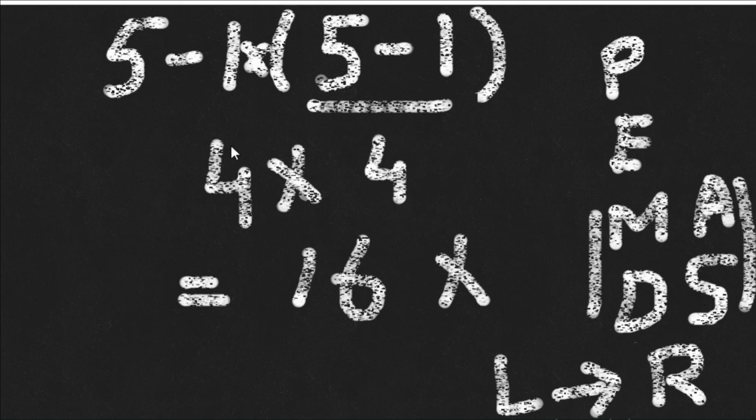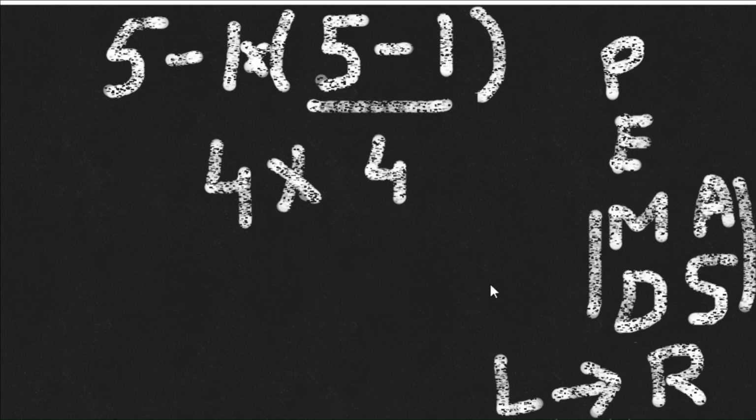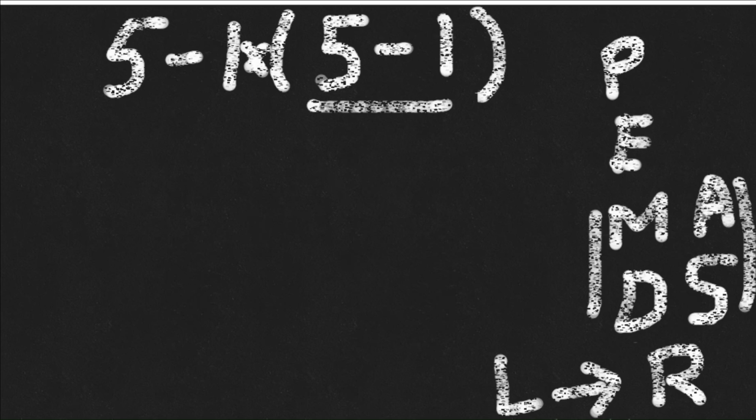So, according to PEMDAS, first we have to do this parentheses, then this multiplication, and finally this subtraction. If we do this subtraction before this multiplication, or this parentheses, it is wrong. So first we have to do this parentheses.